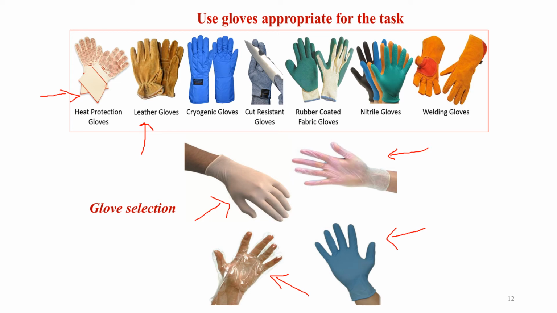This is a cryogenic glove, which only some labs may have, and this is a cut resistant glove. Not all gloves are available in all labs, but certain ones are very common in almost all labs. And this is for welding purposes, for people on the engineering side working on heavy equipment or doing some welding. And sometimes there are rubber plus fabric gloves, which are also used for different purposes.